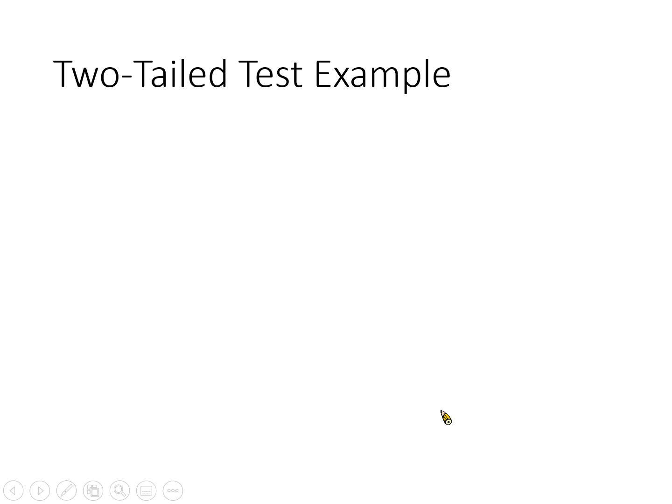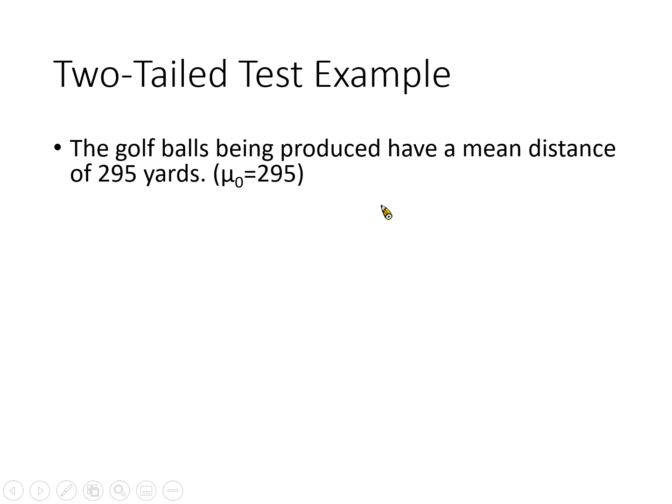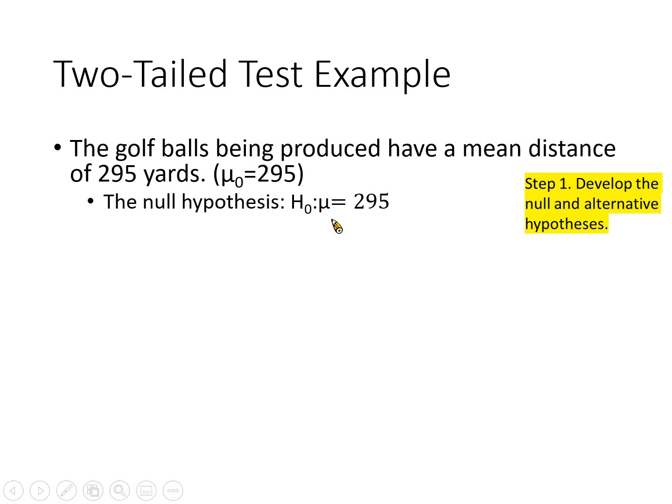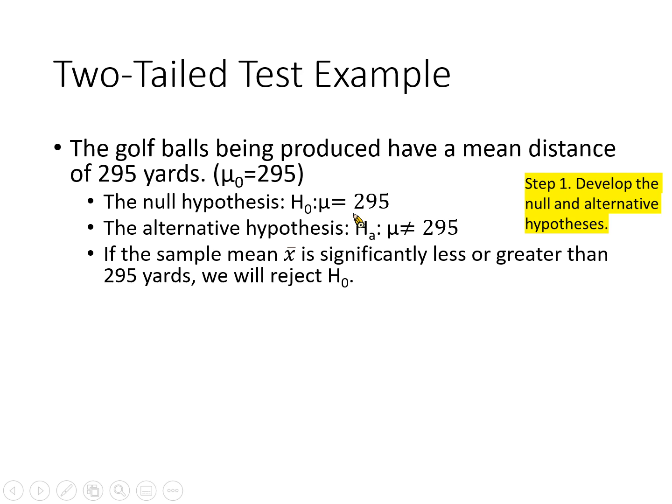Here you will know the mean distance is 295 yards, so mu zero is 295. The first step is to develop the null hypothesis and the alternative one. Here the null hypothesis is mu equals 295, and the alternative one is mu not equal to 295. That means if the sample mean x bar is significantly less or greater than 295 yards, the null hypothesis would be rejected.